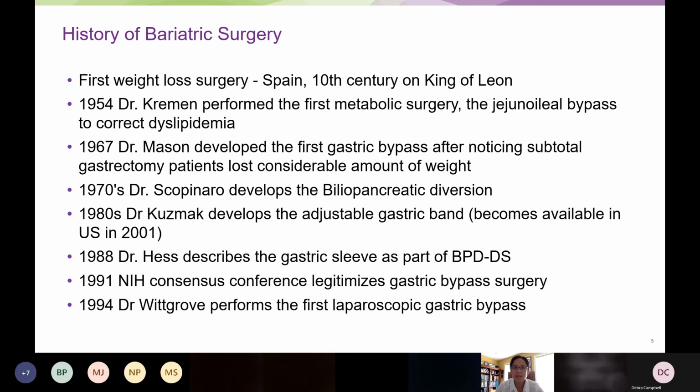Add to that, in 1994, Dr. Whitgrove from California discovered a great way to do bariatric surgery. He did it laparoscopic, and then he started teaching it to all these other surgeons. And that's when laparoscopic bariatric surgery really started booming.